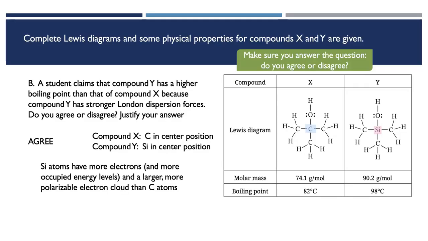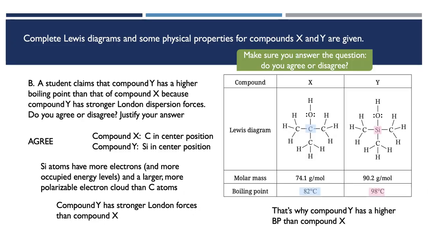Silicon atoms, though, have more electrons and more occupied energy levels, and therefore a larger, more polarizable electron cloud than carbon atoms. And that word polarizable here is really important. Therefore, compound Y has stronger London forces than compound X has. And that's why compound Y has a higher boiling point than compound X. So agreeing is the way to go. You might actually write the word agree as the last part of what you write, but make it at the top of your answer so it's easy to find. That's what you needed to say for 1 point here.